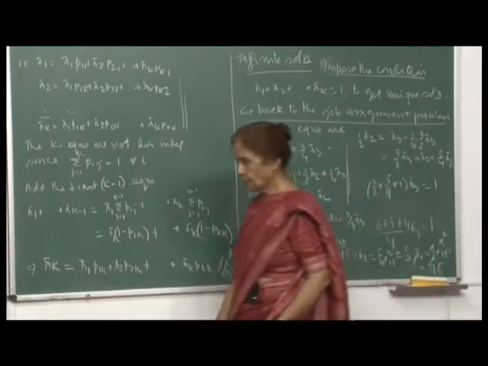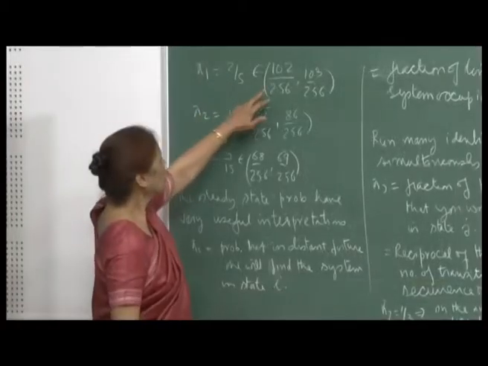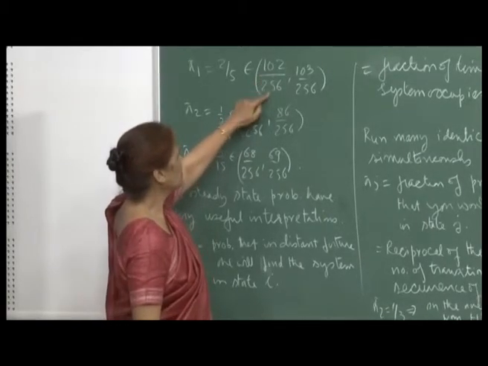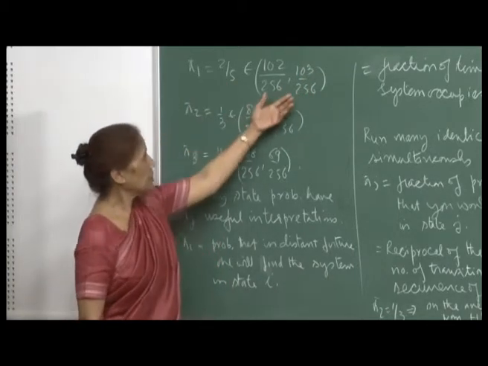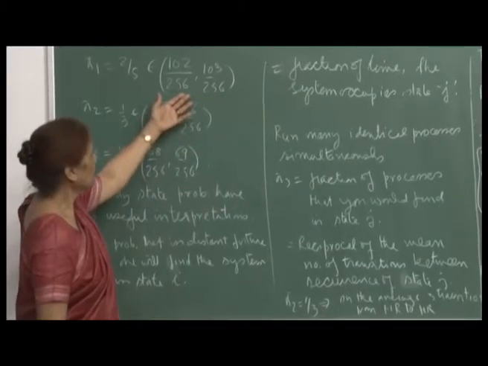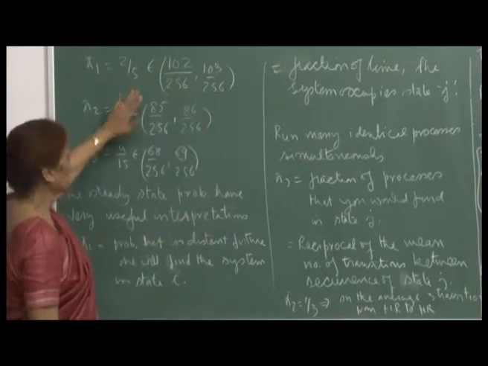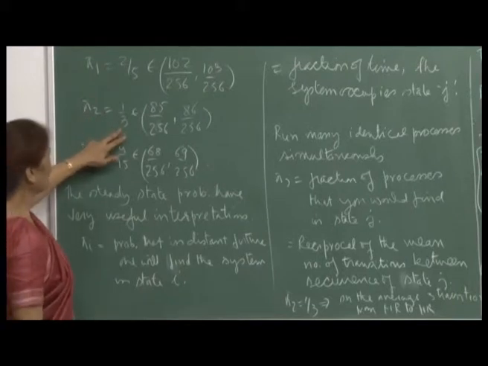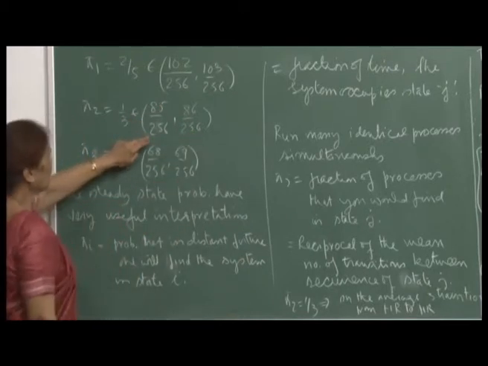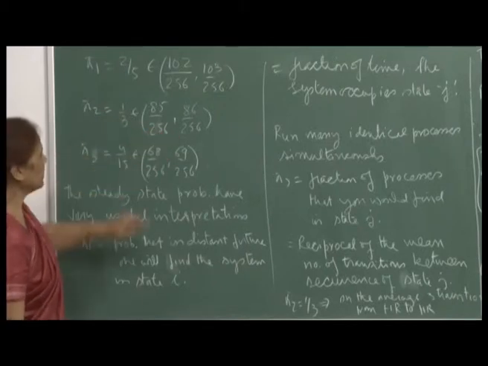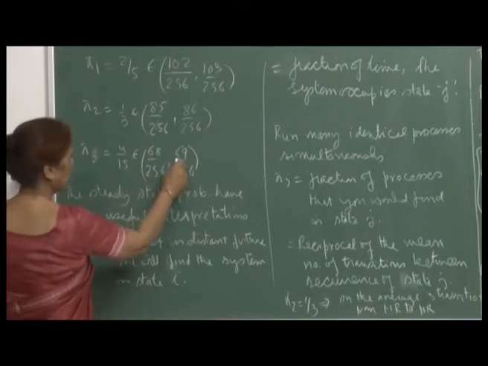And now, let us compare these values with what we had obtained by taking powers of P. Our pi 1 had come out between 102 upon 256 and 103 upon 256. So, you see 2 by 5 does lie between these two numbers. This was up to the 4th power, and when you take the 5th and 6th powers, you will see that the values get closer and you will actually reach 2 by 5. Similarly, your pi 2 is 1 by 3, and this is also a number lying between 85 upon 256 and 86 upon 256. So, 1 by 3 lies between these two, and similarly 4 by 15 is a number which is between 68 by 256 and 69 by 256.